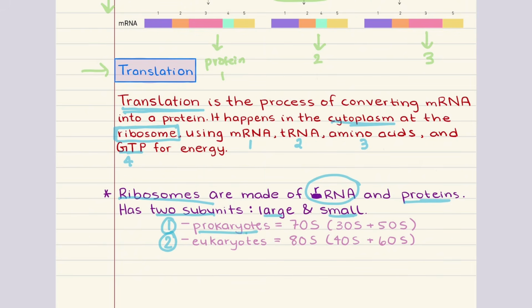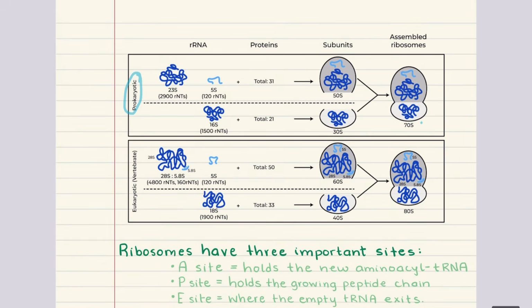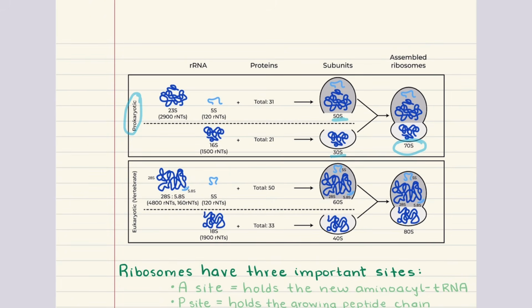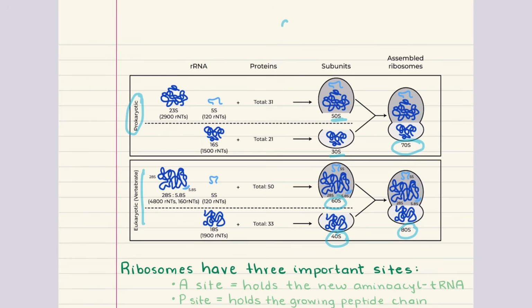Now, there is a difference in ribosome size between prokaryotes and eukaryotes. In prokaryotes, the ribosome is referred to as 70S, which is made up of a 50S large subunit and a 30S small subunit. In eukaryotes, the ribosome is larger. It's called the 80S ribosome, and it's made up of a 60S large subunit and a 40S small subunit. Now, even though the math doesn't add up here, these S values are based on sedimentation rates, not direct addition, so they reflect shape and density rather than just size.